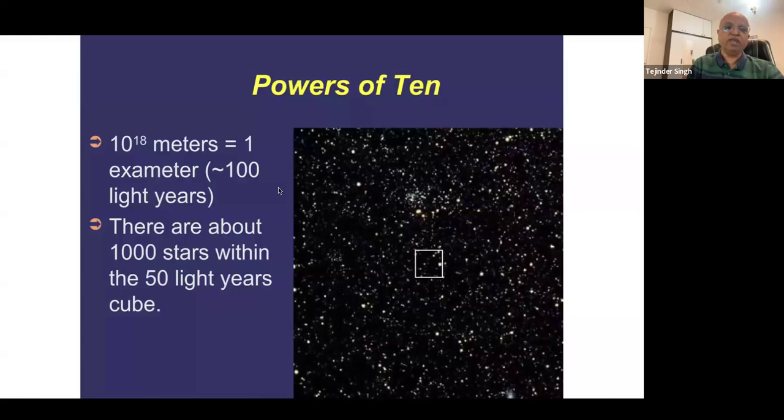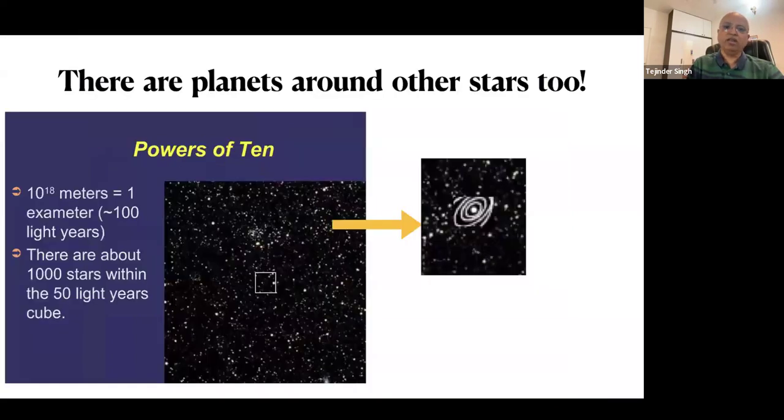Next, we have put 18 zeros after 1 and still the universe is not finished. Long way to go. All right. There are planets around other stars also. So not only does the sun have planets around it, lots and lots of stars have planets around them. The sun is here, the man in the park is here. Here I took one star from this picture and zoomed in. I made the picture bigger. These are the planets going around the other star.